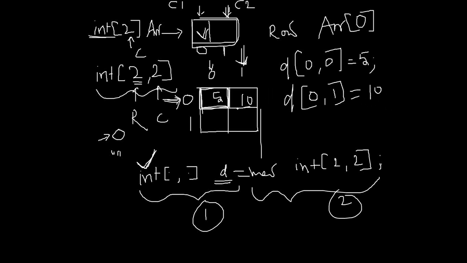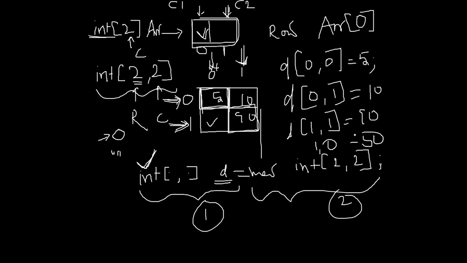Right? Now how to fill this cell? Let's say this cell is nothing but your first row and your first column, which means D of 1, 1. Now obviously you understand this, which is 1 row and 0 column, which is D of 1, 0. Let's say you assign 50. Now this is how the two-dimensional array will be initialized.